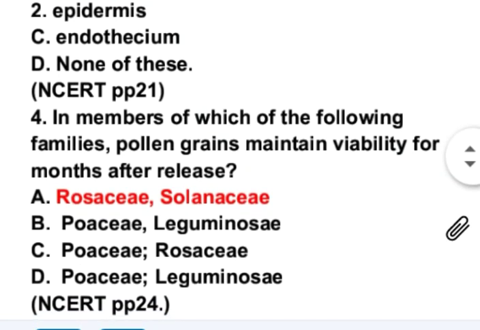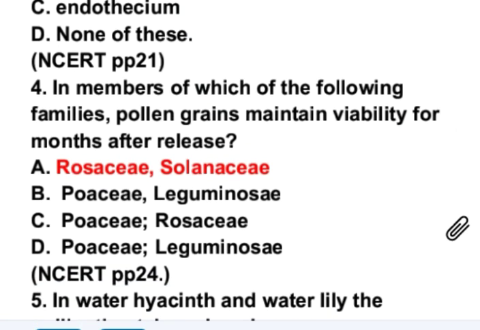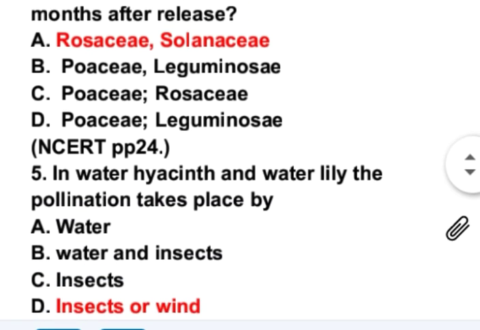Next is, in members of which of the following families do pollen grains maintain viability for months after release? The options given are Rosaceae and Solanaceae, Poaceae and Leguminosae, Poaceae and Rosaceae, Poaceae and Leguminosae. See, in the families Rosaceae and Solanaceae, the pollen grains maintain viability for months after release. So therefore the correct option is A.